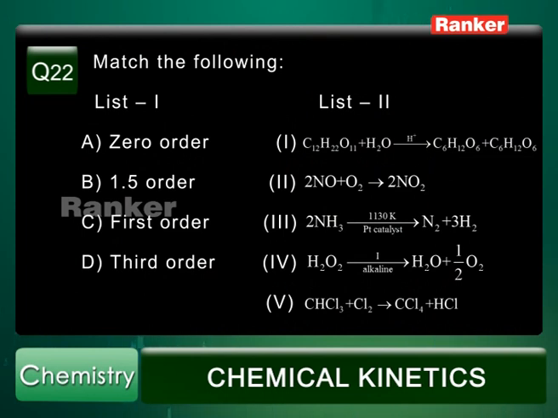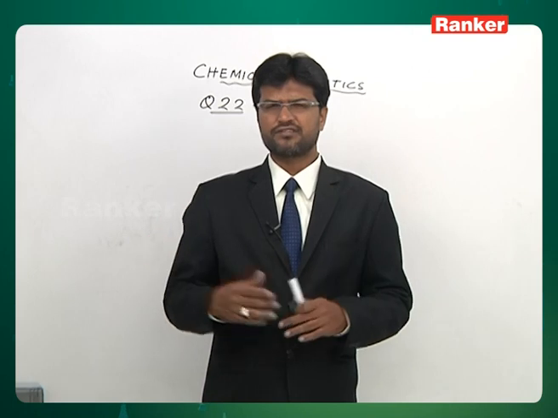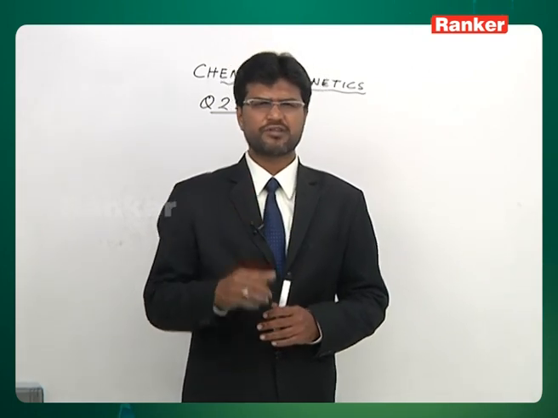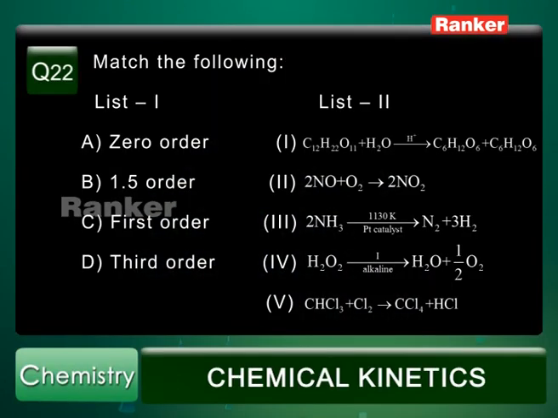Question number 22. Here we have list 1 with order of reaction, and list 2 consists of various reactions, and we need to match with the proper order. So, zero order reaction, let me tell you, in the list is the decomposition of ammonia. Why? Because compounds on the surface of a metal catalyst decompose by zero order kinetics, because the rate does not depend upon the number of molecules of reactants, it depends upon the number of active sites available on the surface of the catalyst. So, A should be matched with 3, that is decomposition of ammonia on the surface of platinum catalyst is a zero order reaction.